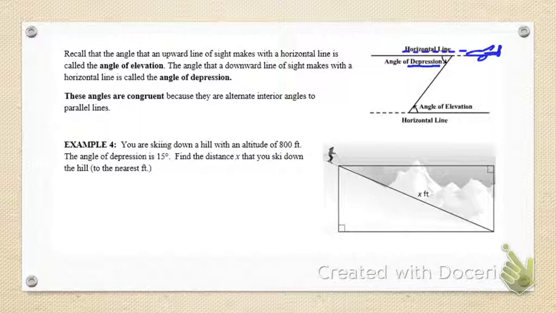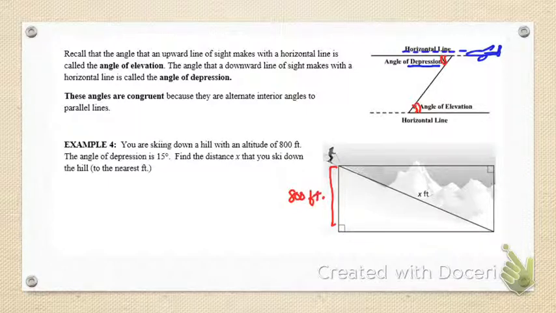Okay, and the good news about the angle of elevation and the angle of depression is that they are alternate interior angles, which means they're always equal to each other. So if you're not sure where to put the angle of depression or elevation, you can put it in either one of those spots. All right, let's take a look at example 4. You're skiing downhill with an altitude of 800 feet, right? So that's this guy right here. The angle of depression is 15.